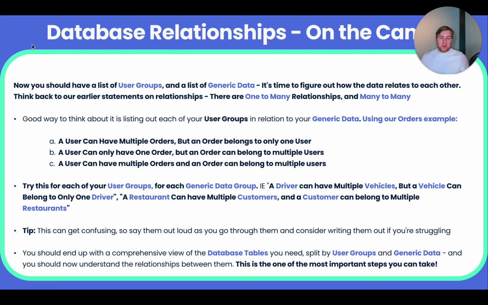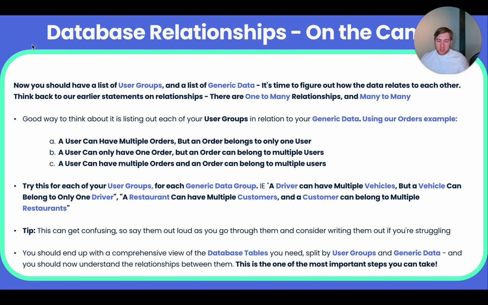So a good thing to do here is take your user group, and for each user group and for each piece of generic data, go through and ask yourself these three questions, A, B, and C here, out loud. So let's say we have apartments and hosts, a bit like our Airbnb example. Where it says user, plug in host, where it says order, plug in apartment, and just think about it. So, okay, a host can have multiple apartments, that sounds right, but an apartment belongs to only one host. Okay, I like the sound of that. That sounds like the right relationship.